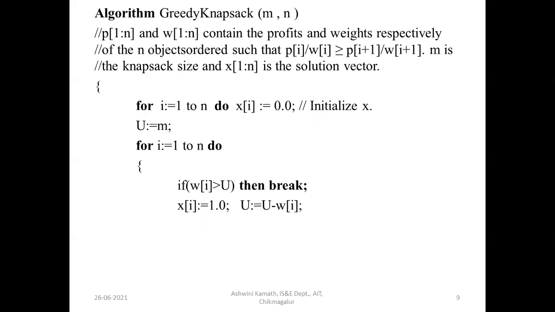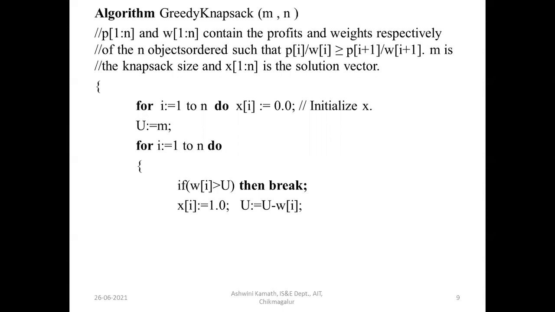X of i is equal to 1. That is, if that condition is false, if W of i is not greater than u, if it is equal to u also, you can add. If the capacity of the knapsack is 20 and you have an item with 20 kg, you can add it entirely.